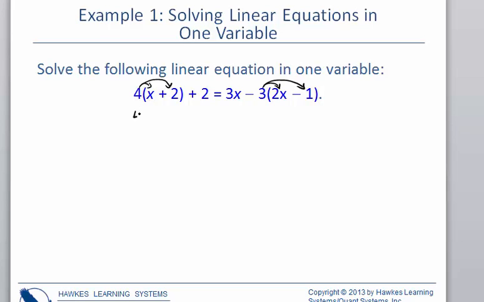So 4 times x is 4x, 4 times 2 is 8. I'm going to rewrite the plus 2 is equal to 3x minus negative 3 times 2x is negative 6x. Negative 3 times negative 1 is positive 3. We'll now combine what we can combine on each side. The 8 and the 2 make a 10. So on the left we have 4x plus 10. The 3x minus the 6x are like terms. So those two combine to give me negative 3x plus 3.